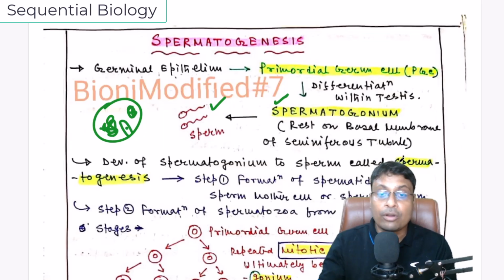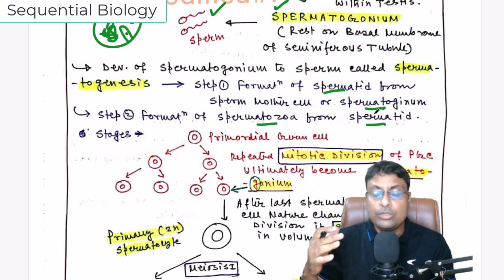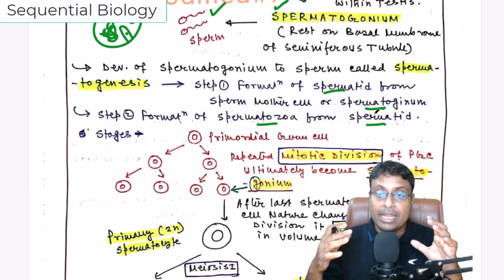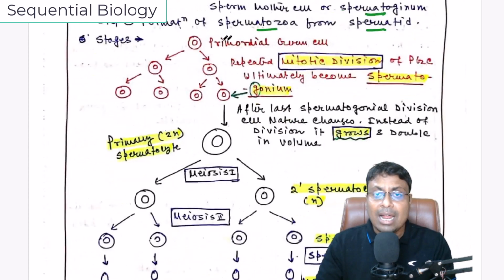And this spermatogenesis occurs in two phases: the formation of the spermatid from the sperm mother cell or the spermatogonium, this is the first step, and the second step is the formation of spermatozoa from the spermatid. And you know the spermatid is a round cell. Huge changes occur in this spermatid, and this causes the development of a tadpole-like spermatozoa. Here are the different stages of the spermatogenesis process. The primordial germ cells undergo repeated mitotic division, and this repeated mitotic division causes the formation of the spermatogonium cell.